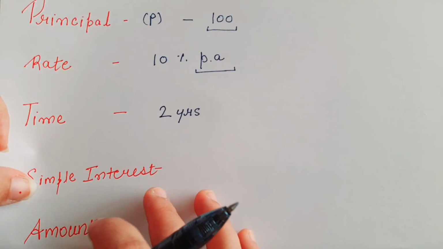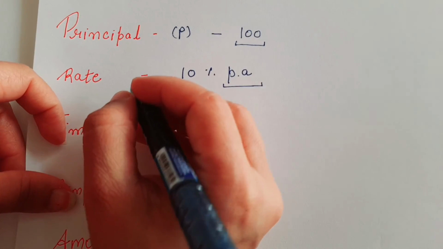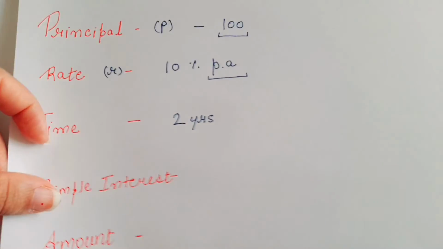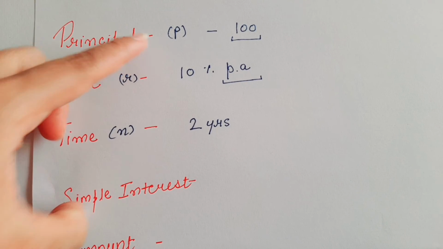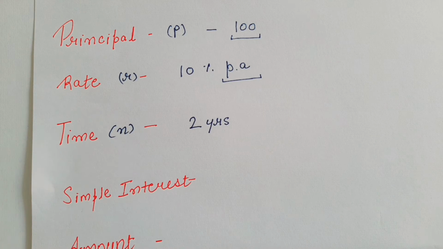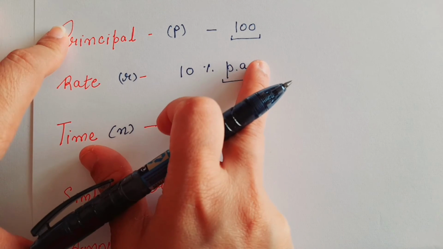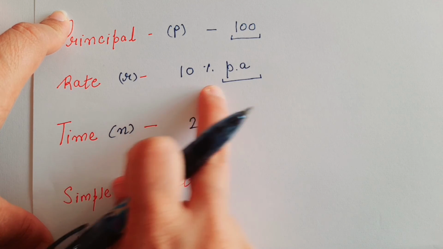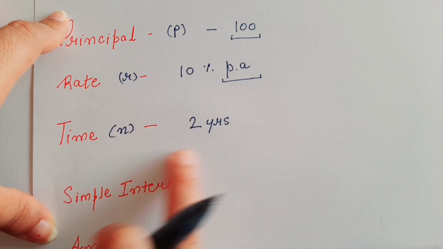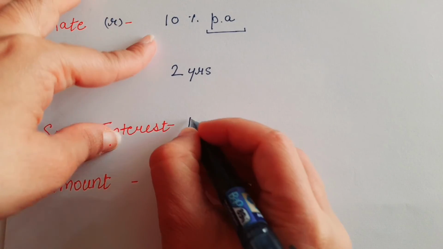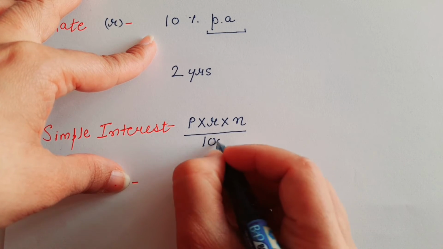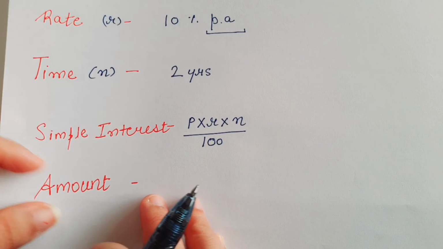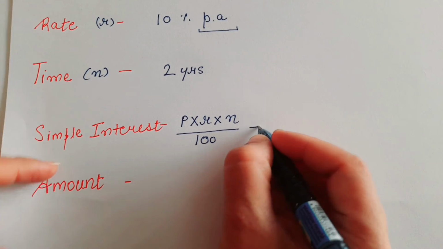Then what is simple interest? We denote rate as R and we denote time as N, okay? So this is principal, rate and time. I hope you are getting it. You had 100 rupees. You are lending at this rate of interest and for 2 years. Then the formula for simple interest is principal into rate into time upon 100. Principal into rate into time upon 100.